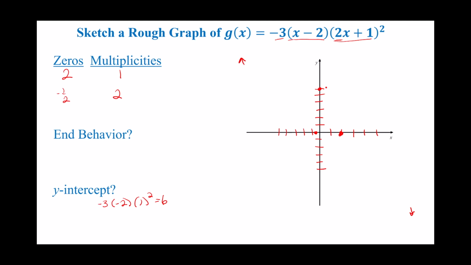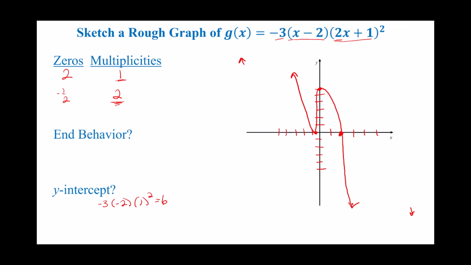So let's graph this. At negative 1/2, we're going to touch the x-axis and turn around. We're going to bounce off the x-axis there. But at 2, we have a multiplicity that's odd there. We're going to cross through. So we know that on the right side it's going down. So we'll start down here. We're going to cross through. At some point, we got to hit that y-intercept. And at some point, we'll turn around. And here we're going to bounce off.